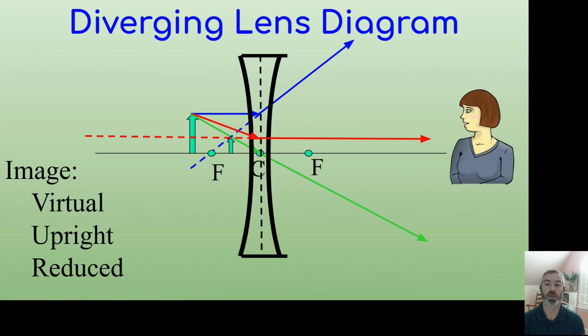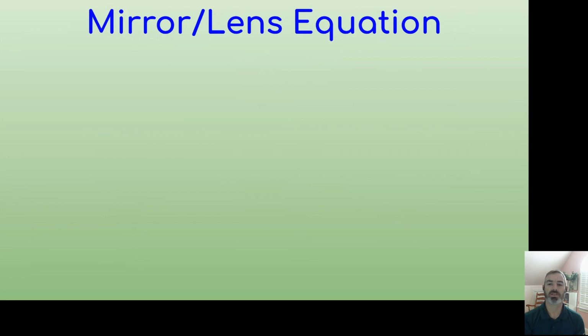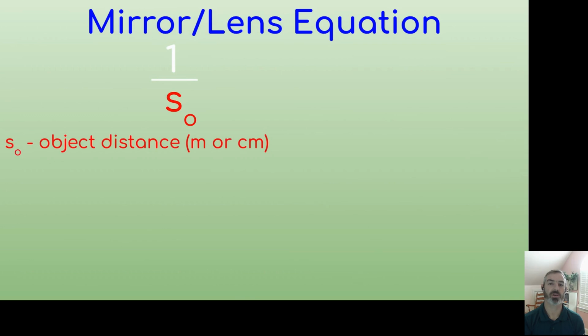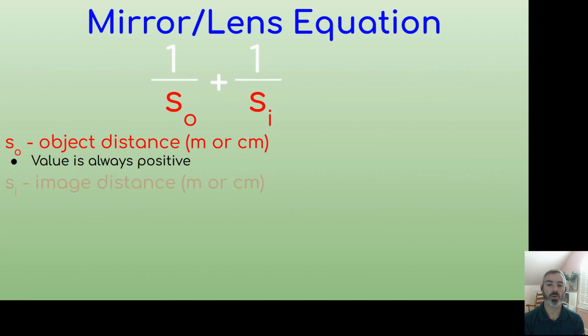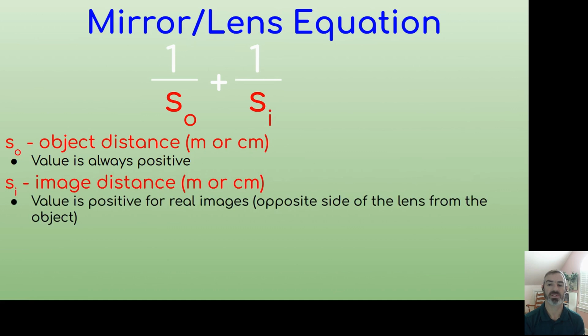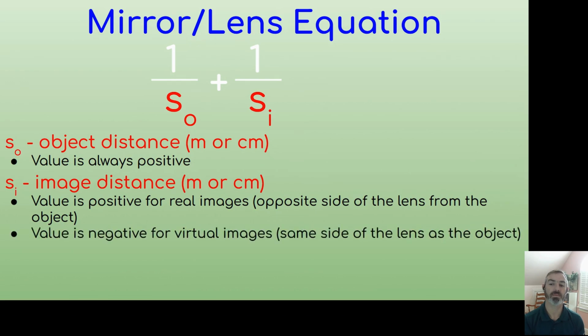So you have to look through the lens, much like we did with the double convex inside the focal length. So the mirror lens equation: we know that 1 over S_O, the object distance, is always positive. If we add 1 over the image distance, S_I, the value is positive for real images, that's when the image is on the opposite side of the lens from the object, and its value is negative for virtual images, when the image forms on the same side as the object. That equals 1 over the focal length.